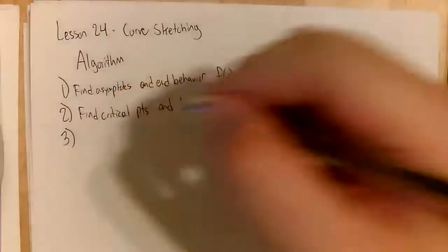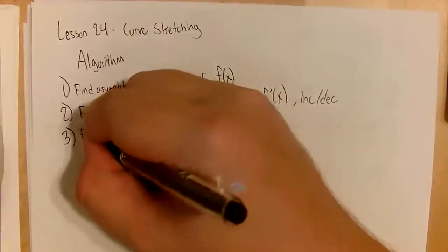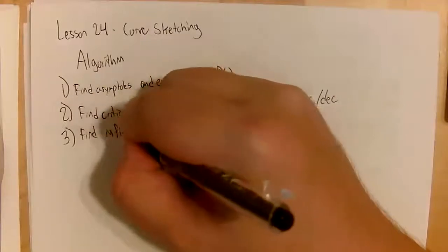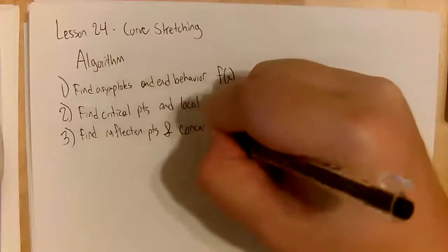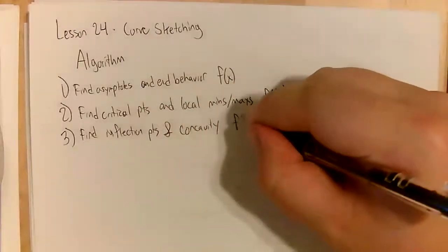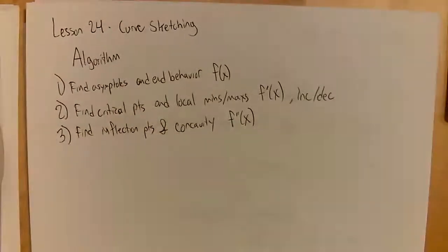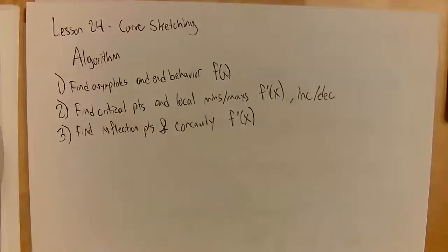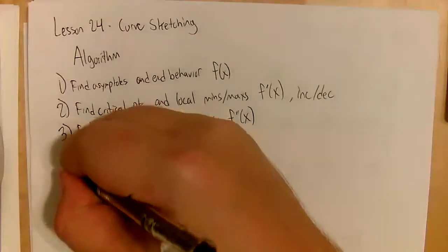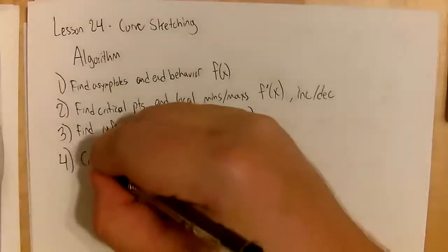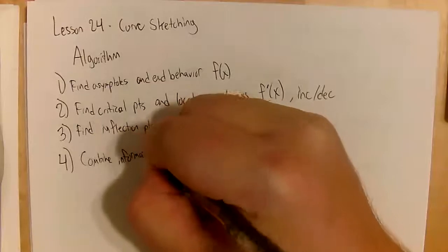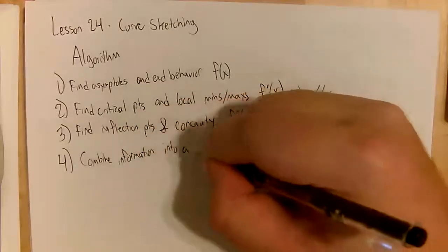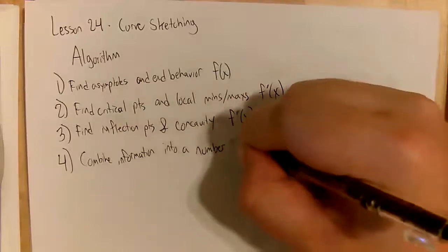All right, now for the third step, we're going to find inflection points and concavity, whether it's going to be concave up or concave down in certain regions. This will be f double prime of x. So we need to know about the function, its derivative, and its second derivative to get an accurate graph. Okay, next what we're going to do is we're going to combine the information we found into a number line. And I'll show you how to do that once we approach some of the examples.